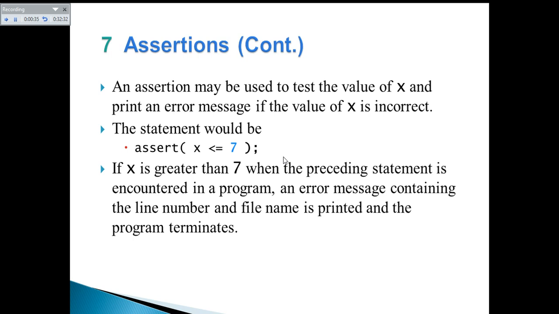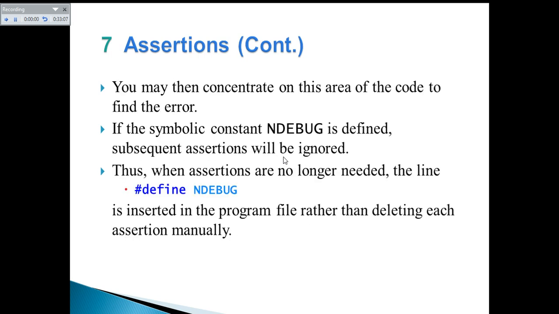When the preceding statement is encountered in a program, an error message containing the line number and the file name is printed, and the program terminates. So it asserts that your value of x will not exceed 7 during your program's execution. If it exceeds 7, that is if x is greater than 7, then when the statement assert(x <= 7) is encountered in your program, an error message containing the line number and file name is printed, and your program gets terminated. You may then concentrate on this area of the code to find the error.